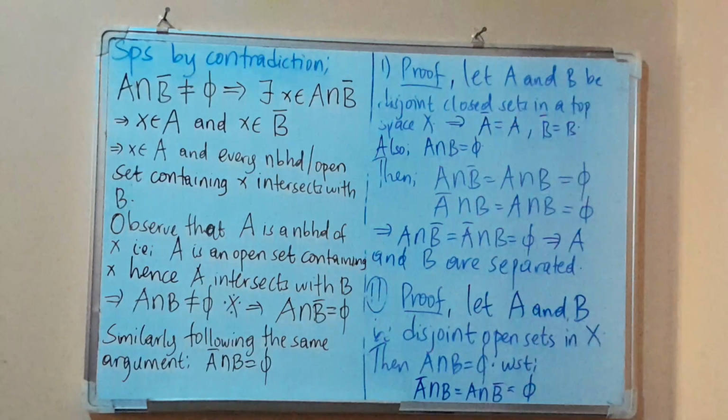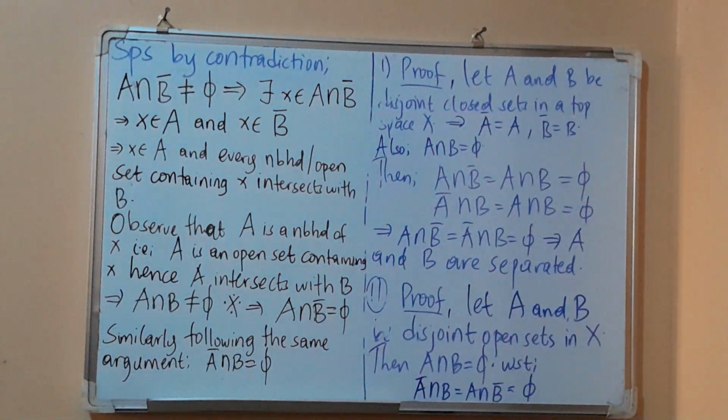So we have it that in a topological space X, disjoint closed sets are actually separated, and disjoint open sets are actually separated.